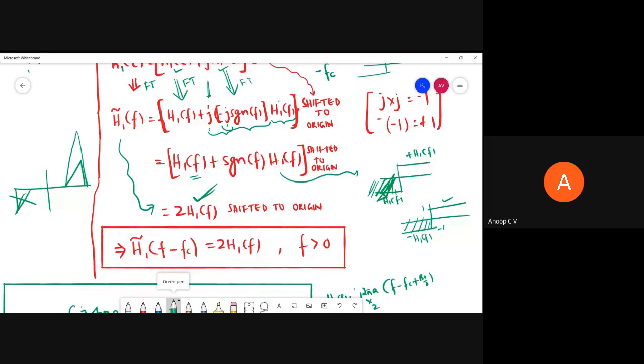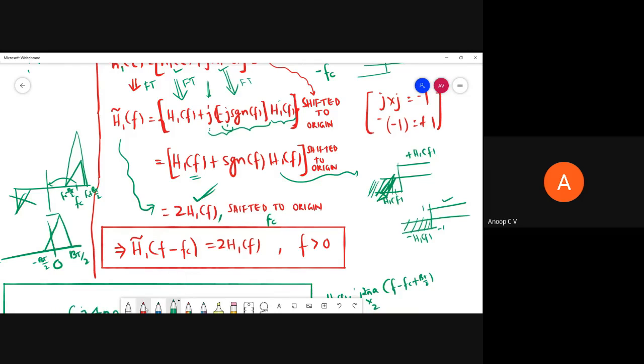Then, because of the presence of e power minus j 2 pi fct, we have to shift this left by an amount fc. So this is fc, this is fc plus BT by 2, and this is fc minus BT by 2. If you shift it by an amount fc, you will get something like this. It will have amplitude twice that of h1 of f for the positive side, and it will be centered at the origin. It will span from minus BT by 2 to plus BT by 2, where BT was the bandwidth of the FM signal, which we assumed. So this is the low pass equivalent.